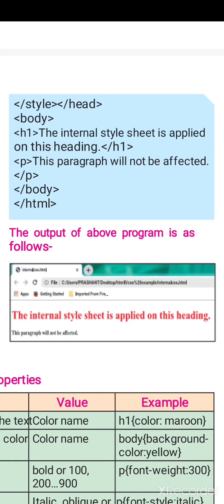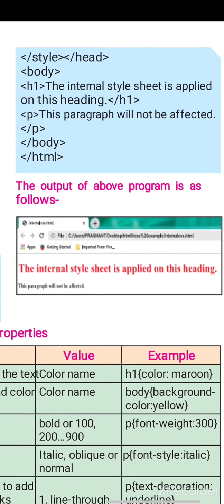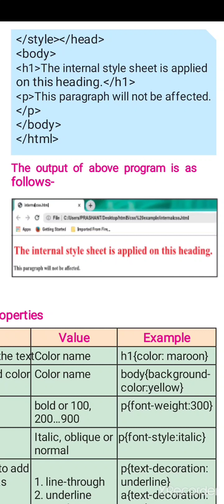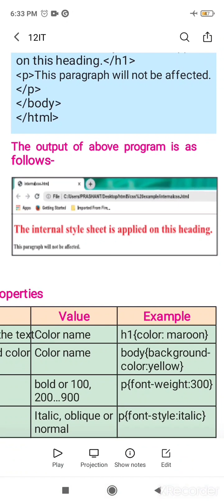This h1 tag is applied on a single sentence. This sentence is nothing but what? The internal style sheet is applied on this heading. So single sentence is there. Then slash h1, that is heading level number 1, is closed or ended properly. Next line they have given tag p, that is nothing but paragraph. So single sentence also is there within such paragraph. This paragraph will not be affected. Slash p, that is proper ending of paragraph tag.